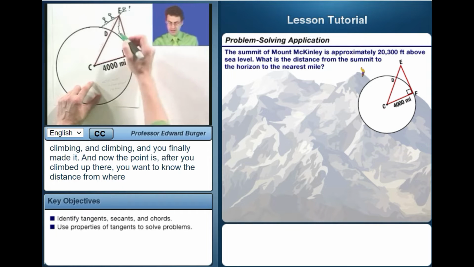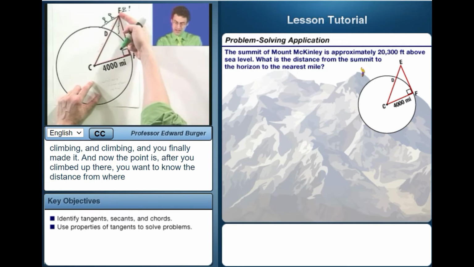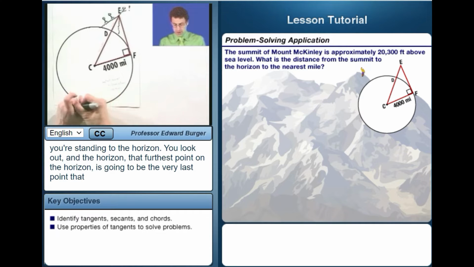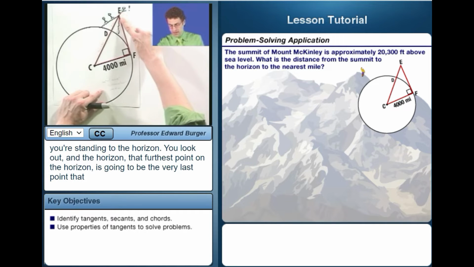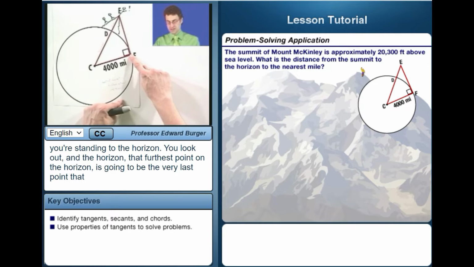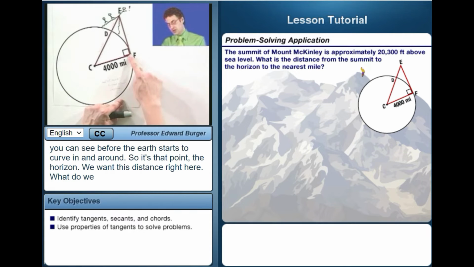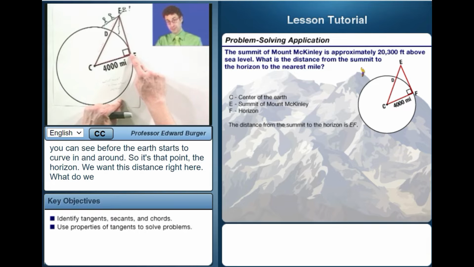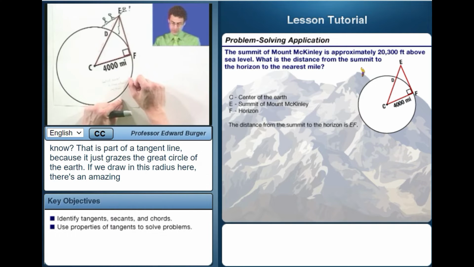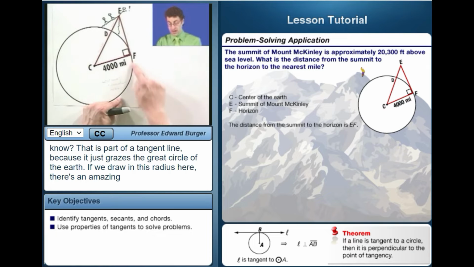And now the point is, after you climbed up there, you want to know the distance from where you're standing to the horizon. Well, you look out, and the furthest point on the horizon is going to be that very last point that you can see before the Earth starts to curve in and around. So it's that point, that's the horizon. So we want this distance right here. Well, what do we know? Well, in fact, that is part of a tangent line, because it just grazes the great circle of the Earth.